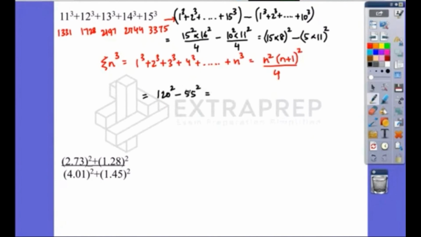What's the formula of a plus b whole square minus b square? That's a plus b into a minus b. Solve this to get your answer. How do we do this faster? By breaking this up. I will break it as 60 plus 5.